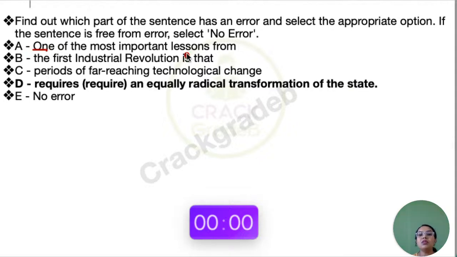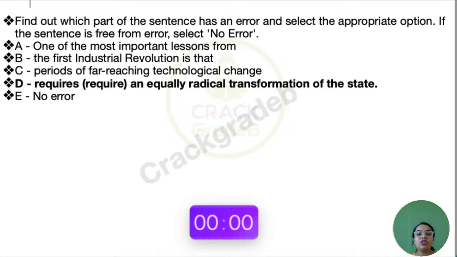One of the most important lessons, one of is always going to take a plural. Lessons from the first industrial revolution is, subject is again one of, so verb is going to be singular. That periods, plural, of far-reaching technological change. Multiple periods, so subject verb agreement says we have to use require without s. An equally radical transformation. Noun, radical is adjective, equally is adverb.